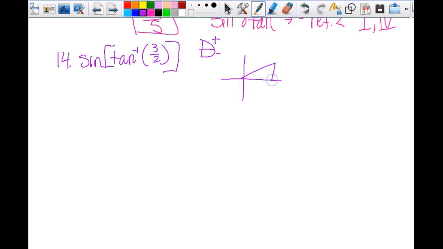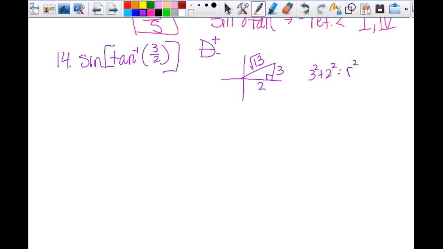And I'm going to draw my triangle here. Tangent is opposite over adjacent, so this is 3 and this is 2. Okay? Opposite over adjacent, or it's your y over x, sine over cosine, right? So then I have to figure out what the hypotenuse is. So it's just Pythagorean theorem. So it's just 3 squared plus 2 squared equals r squared. So that's 9 plus 4, so this is the square root of 13.